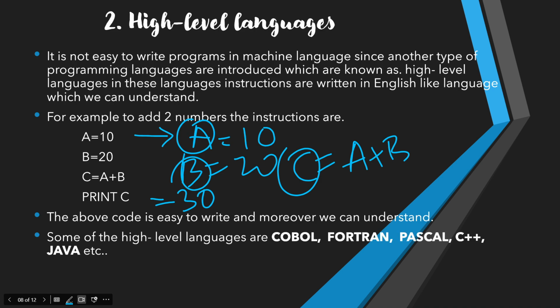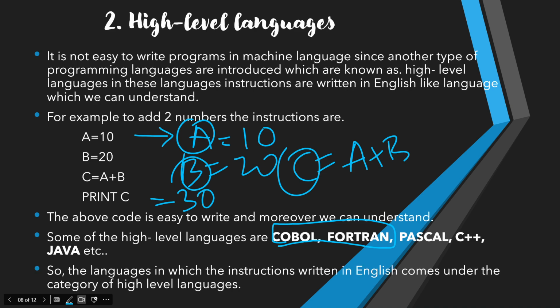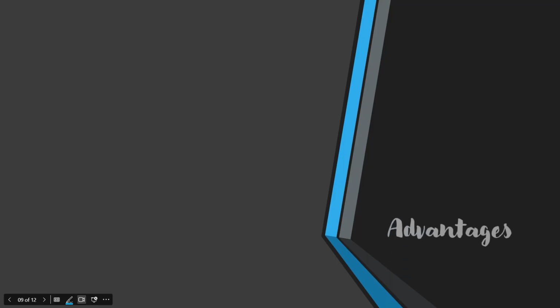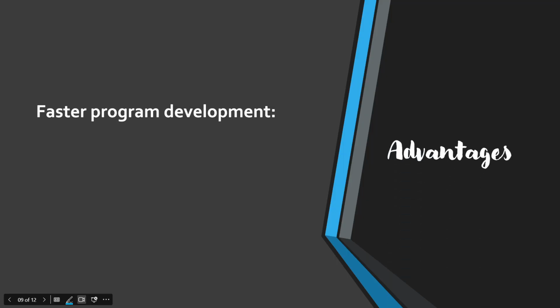Some of the high level languages are COBOL, Fortran, Pascal, C++, Java, etc. I don't know if you remember it or not. COBOL, Fortran, you heard somewhere. Where? In the history of the C language I have already told about these both languages. So the language in which the instructions are written in English comes under the category of high level language. What we write as code is high level language code.